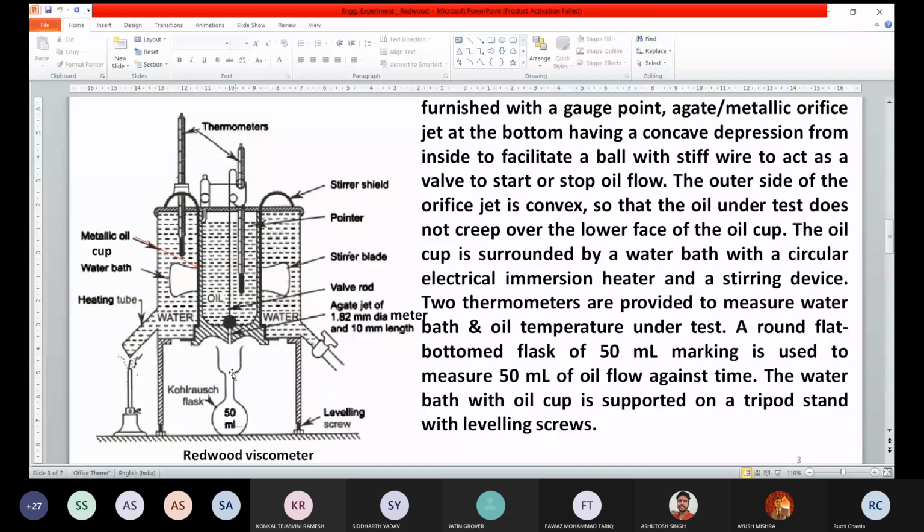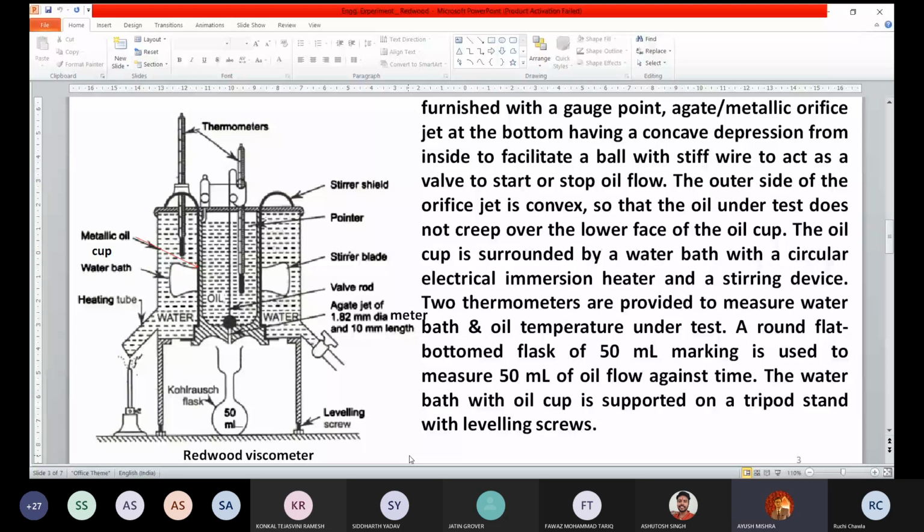There are stirring blades so that uniform heating is done. Nothing else. Leveling screw so that it is horizontal according to the surface on which it is kept. So is the experimental procedure clear to everyone? How will the experiment be performed with the help of this Redwood viscometer?